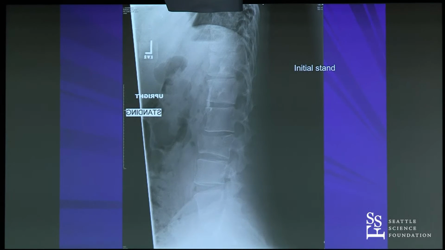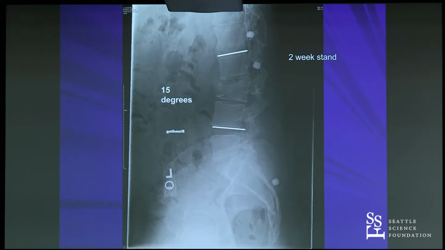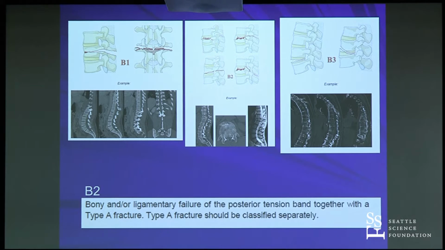Initial standing film, not all that bad. But by the 2-week follow-up, it's falling significantly into kyphosis. And although it's only 15 degrees, that's a mid-lumbar fracture. That should be about 20 degrees of lordosis, not kyphosis. So it's really like 35 degrees of kyphosis. So it behaves badly, so it got its own group.